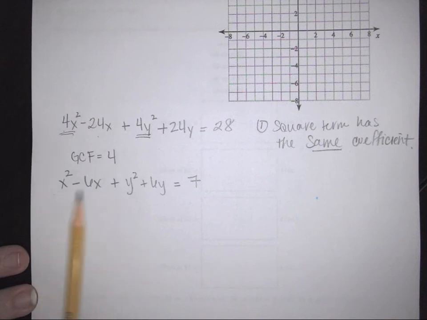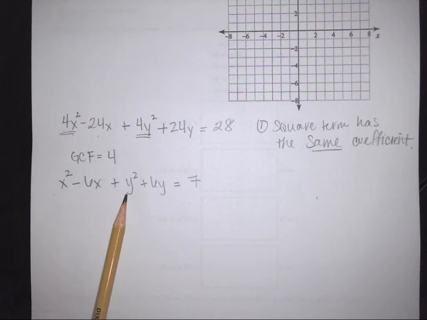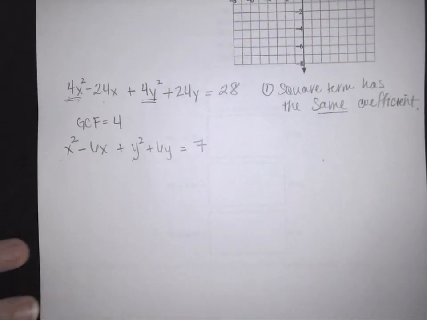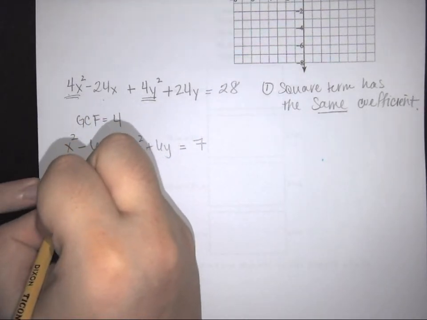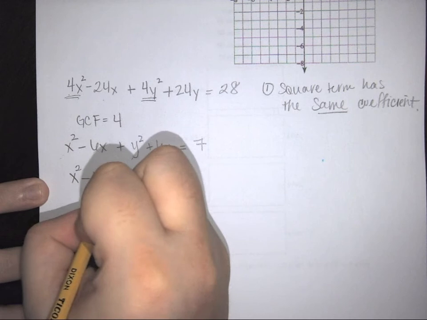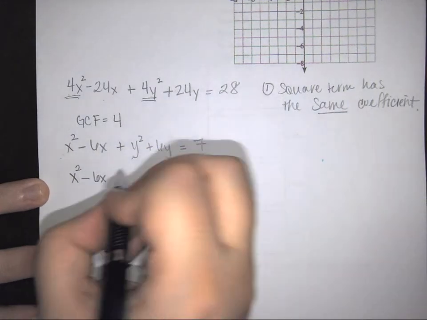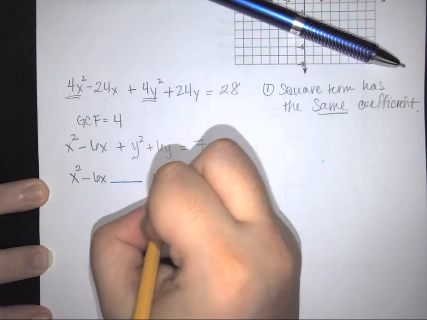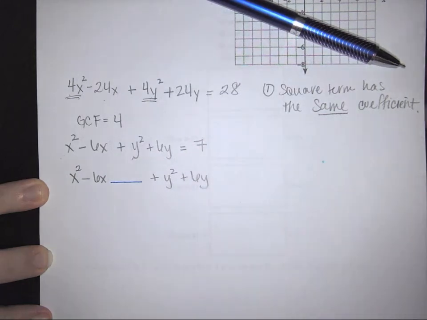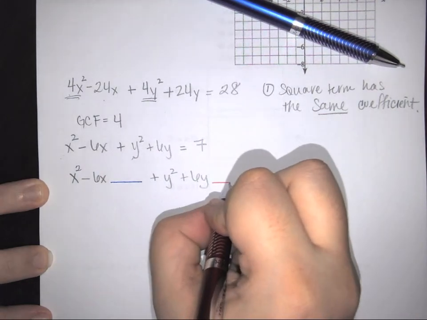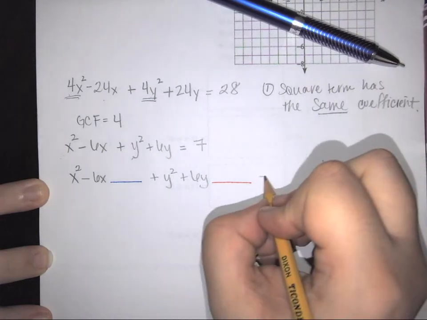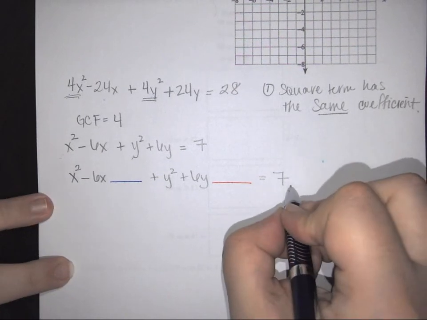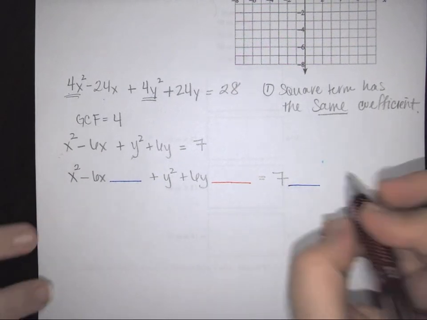Now notice my square term coefficients are 1. This problem looks just like the problem we just did, therefore now we can solve it the same way. So again, I'm going to rewrite it and give myself a space. So I have x squared minus 6x, and I'm going to give myself a space. So here's my first space, and then I have plus y squared plus 6y. Give myself a space again, and this is going to equal 7, and then I have my two spaces, my x space and my y space.